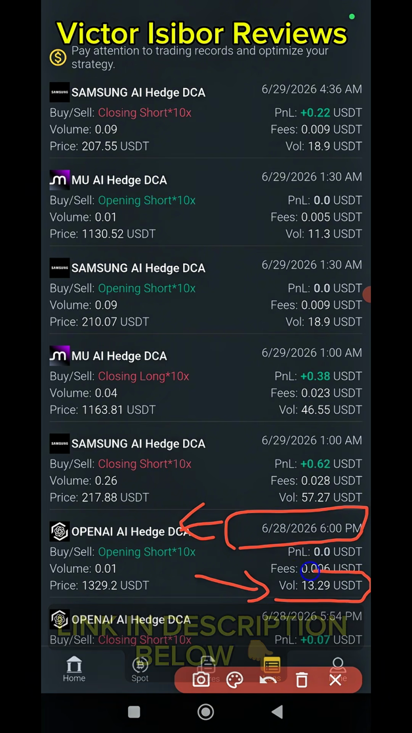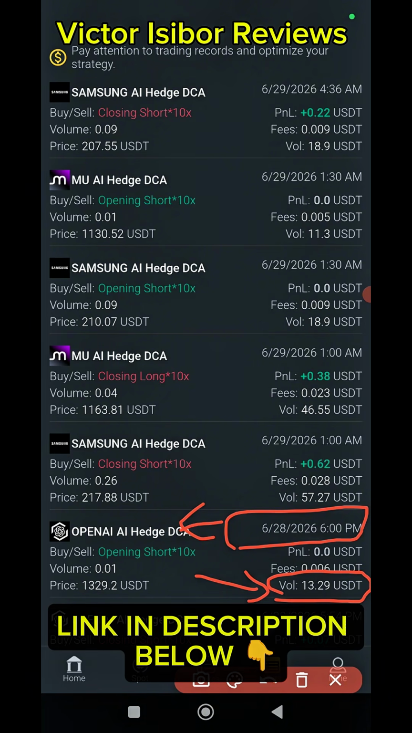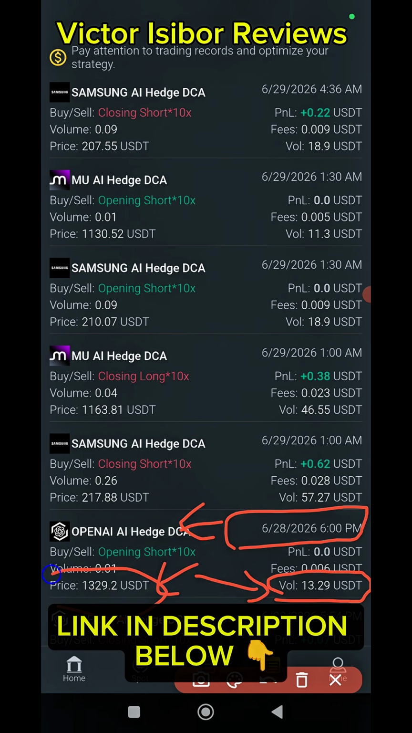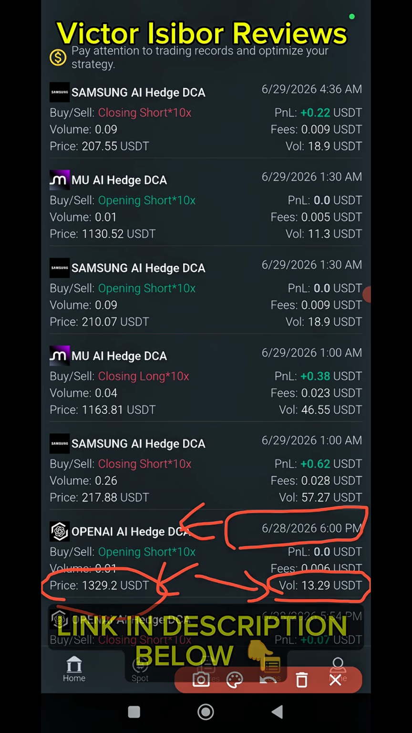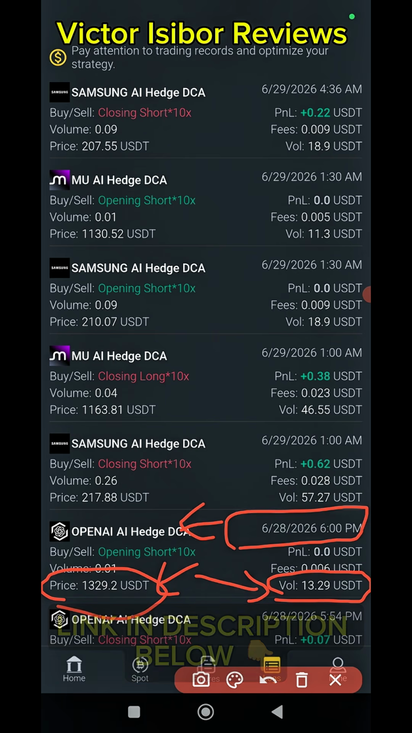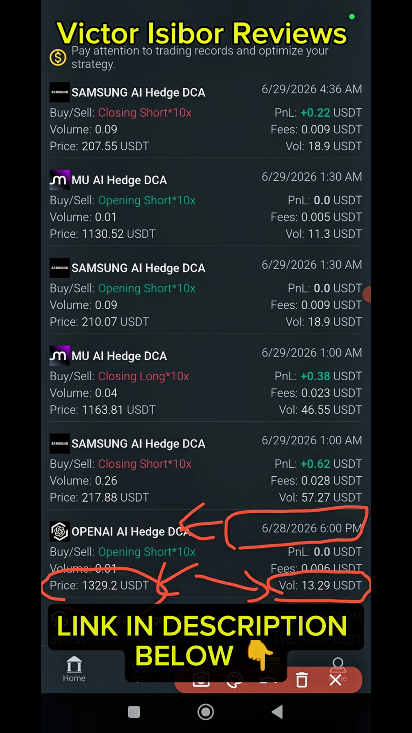See it here, $13.29 USDT. This price you are seeing here is the price per share of OpenAI stock, per unit, 1 unit. So you can do fractional trading. You don't have to have an entire share value.